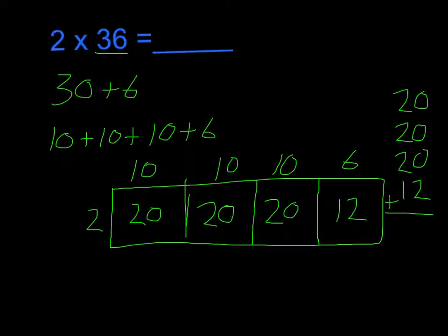So we have a 2 plus 0 plus 0 plus 0 is going to be a 2. And we have a 2 plus 2 is 4. Plus 2 is 6 with a 1. And we get a 72. So my answer to 2 times 36 here is 72. So I'm just going to write a 72 up there. And that is one example of how we use distributive property to solve a multiplication equation.